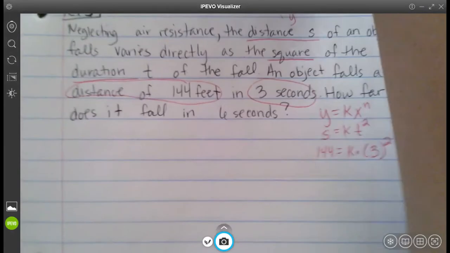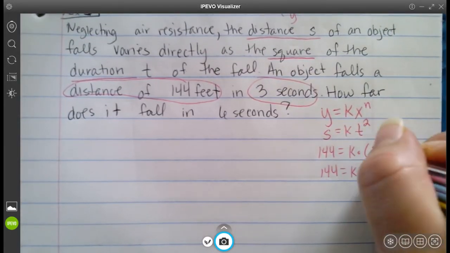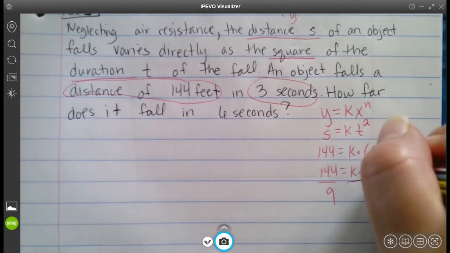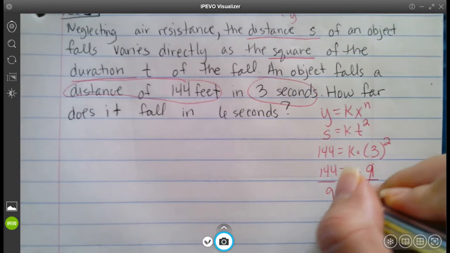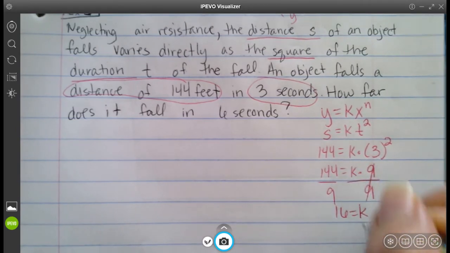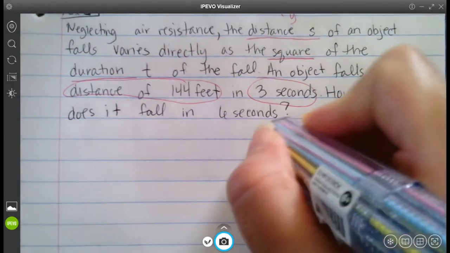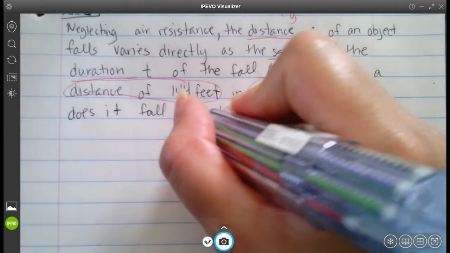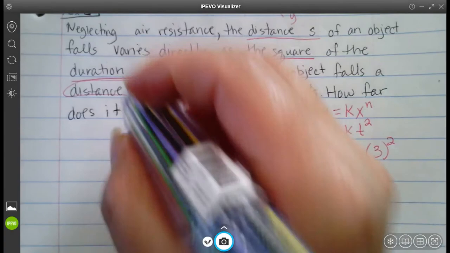So 144 equals k times 9, since 3 squared is 9. We're solving for k, so divide both sides by 9, and that gives us 16. So our constant of variation is 16. I'm working kind of backwards here, but that's okay. This means s is equal to 16 t squared. So this is our equation.